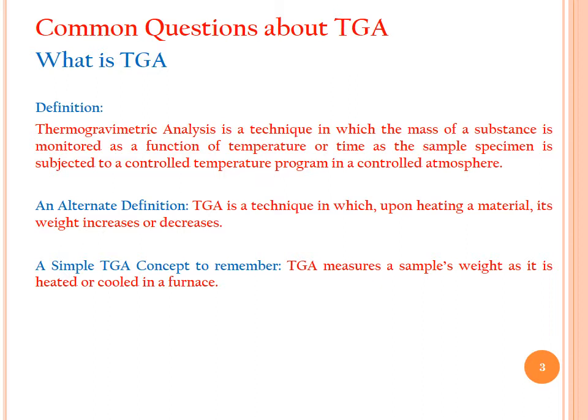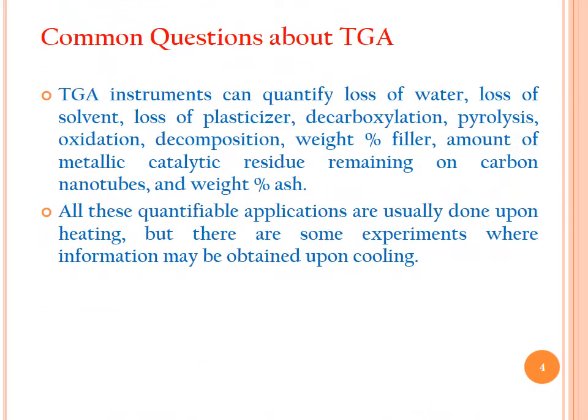papers about the TGA. An alternative definition can be: TGA is a technique in which upon heating a material its weight increases or decreases. A simple one line definition. A simple TGA concept to remember: TGA measures the sample weight as it is heated or cooled in a furnace. This is a very simple definition. So the next question about the TGA.